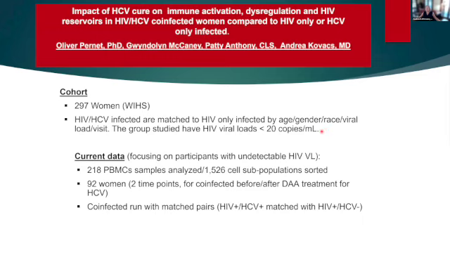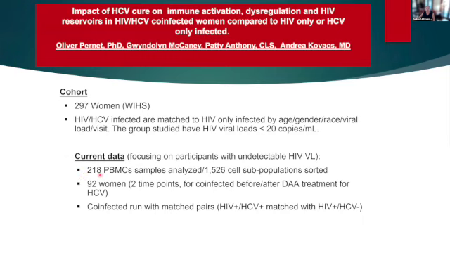And we're looking at the impact of curing that virus. What does that do to liver fibrosis progression? What will that do to AIDS progression? And how does that impact all the immunologic markers that have been found to be abnormal with co-infection? So this is preliminary data.